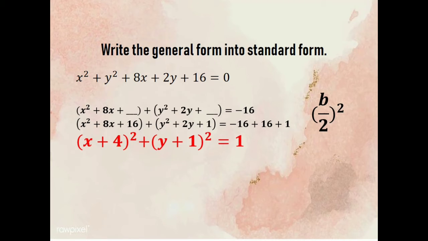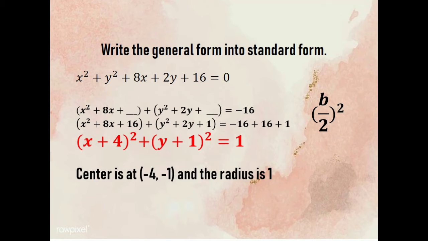On the right side of the equation, copy the constant and add up the two groupings. After completing the square, factor it so we have the quantity x plus 4 raised to the power of 2 plus the quantity y plus 1 raised to the power of 2 equals 1. Lastly, determine the center and radius in standard form. So in this equation, the center is at (-4, -1), and the radius is 1.